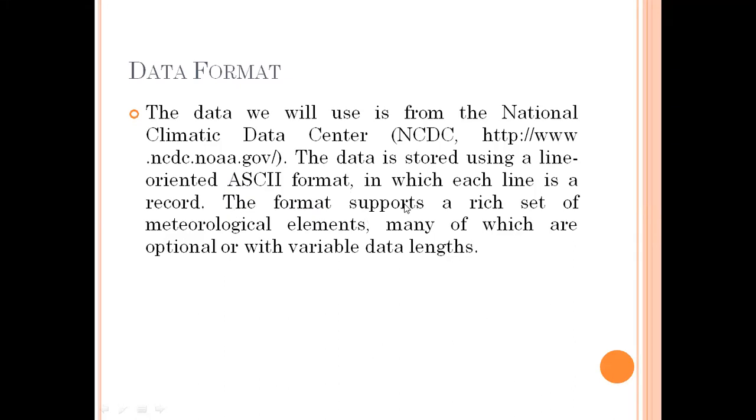The format supports a rich set of meteorological elements, many of which are optional or of variable data length. So if the data is large, in one line we have a number of things. We are going to consider only the things we need for our processing purpose. That data only we are going to consider, so optional data may be available. I will show you how it works now.